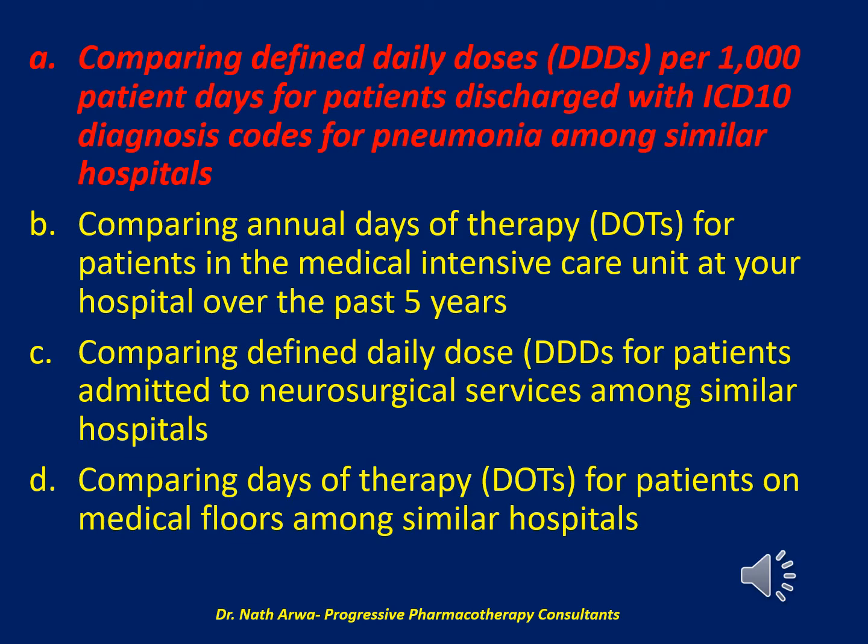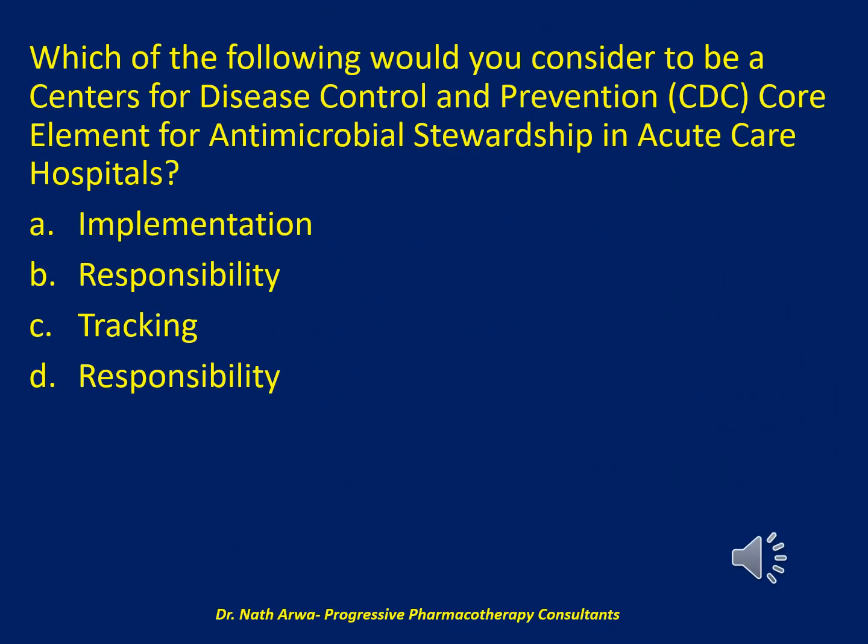Please progress to the next question. And the next question reads, which of the following would you consider to be a Centers for Disease Control and Prevention (CDC) core element for antimicrobial stewardship in acute care hospitals? Would it be A. implementation, or B. responsibility, or C. tracking, or would it be D. responsibility? I will give you 10 seconds to choose the correct answer to this question from the listed options.